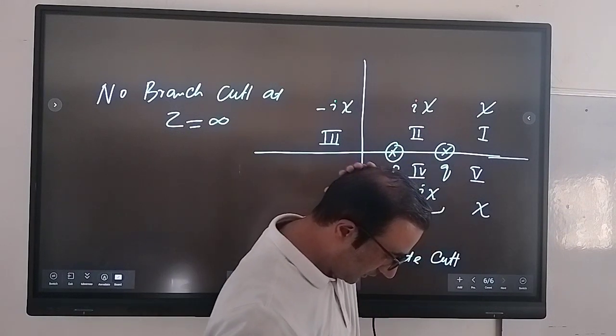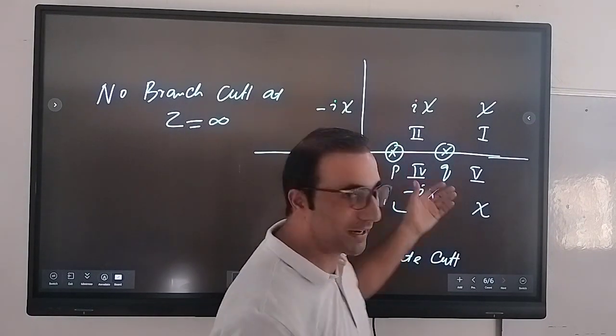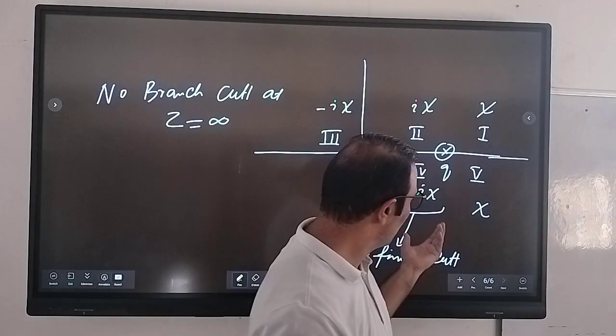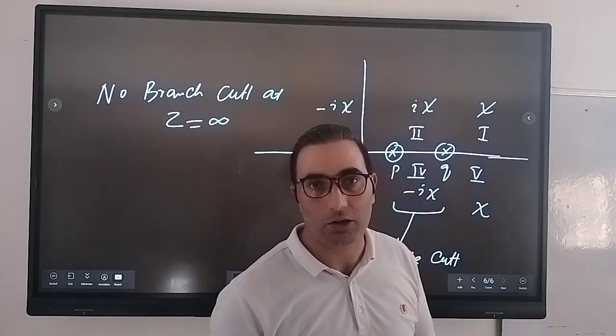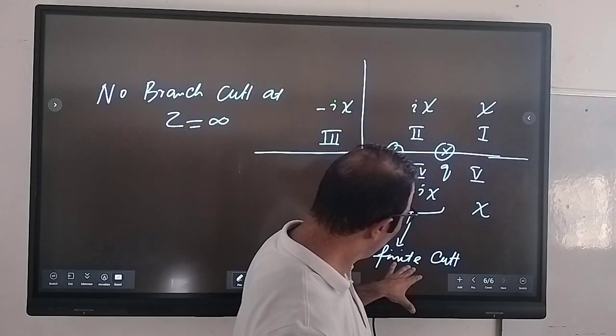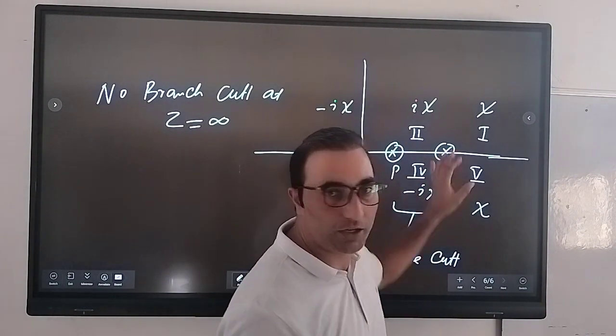And this is basically how we can define the branch cuts, and we can also check what kind of branch cuts it can have. At z equal to infinity it can have some branch cuts for some functions, right? But for this function we have a finite branch cut, and it exists between point P and point Q.